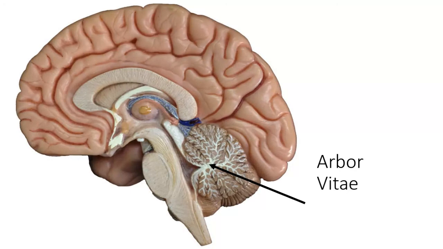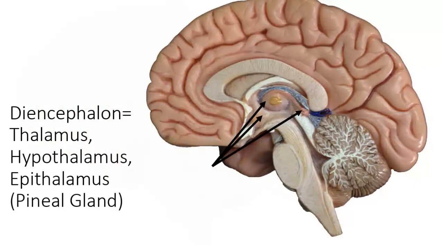All right, let's move on to the diencephalon, the third region of the brain. Now there's 3 parts to it, and we'll go through each one individually. I just want to show you, all these arrows are pointing to 3 different structures. So the diencephalon is made up of the thalamus, the hypothalamus, and the epithalamus. And part of the epithalamus is the pineal gland. We're going to go through each of these individually first.